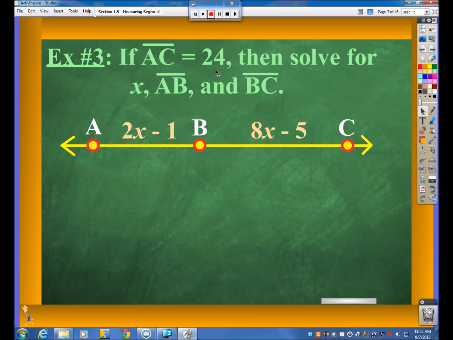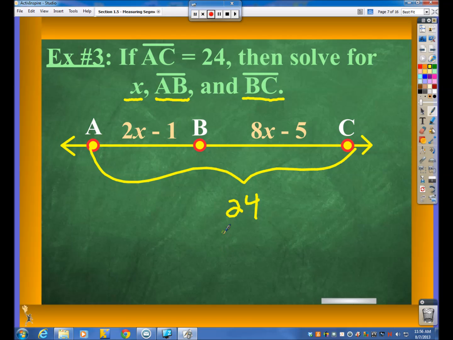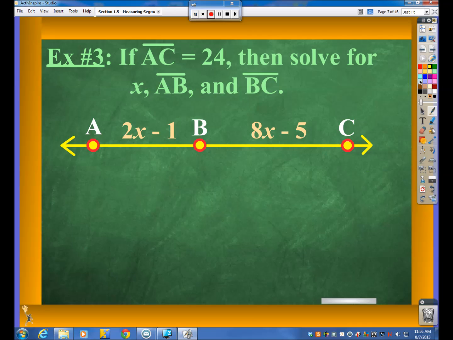So if segment AC is 24, we're saying this whole segment right here, AC, is 24, then solve for x. Notice there are 3 things I want you to do here: solve for x, the length of AB, and the length of BC. Okay? So in order to do that, I'm going to start with the segment addition postulate. I know that segments AB plus BC is the same thing as the whole thing, AC.